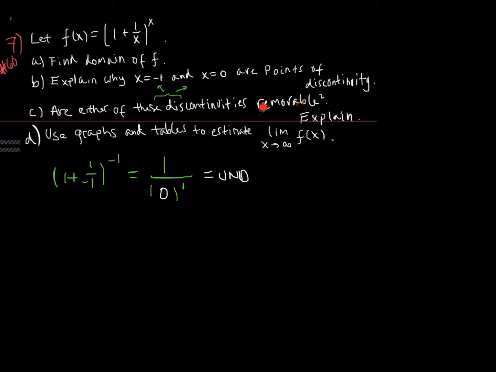C, are either of these discontinuities removable? So here, go back and remind yourself of what it means to be a removable discontinuity. For a removable discontinuity, the limit exists. The problem is that the limit that you get is not equal to the function value. Well, the function value is undefined at these points, so obviously it's not going to be equal to the function value, but the limit might still exist. So let's go ahead and find the limit.